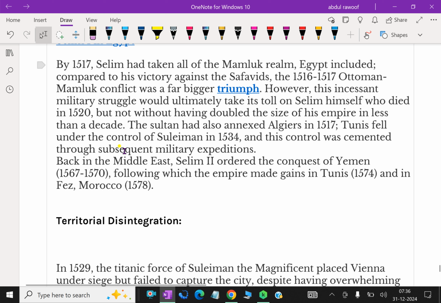Tunis fell under the control of Suleiman in 1534, and his control remained cemented through subsequent military expeditions. Back in the Middle East, Selim II ordered the conquest of Yemen, following which the empire made gains in Tunis and in Fez, Morocco.